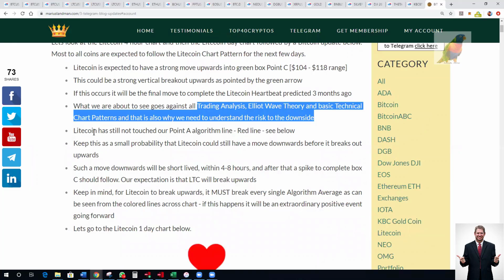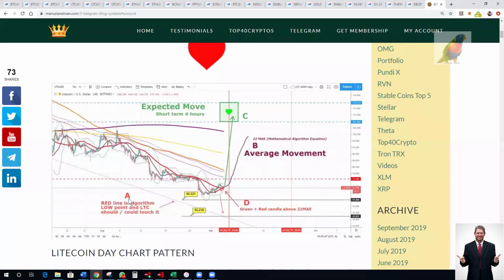Now, keep in mind that Litecoin still has not touched point A, the algorithm line. When I say point A, guys, you just go to the chart here, and see that line there that goes sideways. That is the line that we've been following the last 30 to 60 days. What I'm saying is that we expected Litecoin to go down between 60 and 55, touch that line, and then come back up. And you can see it didn't do that. It started turning upwards a little bit earlier. And then we had a bit of a drop here now. I think that drop is over.